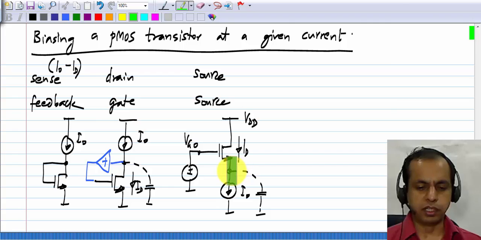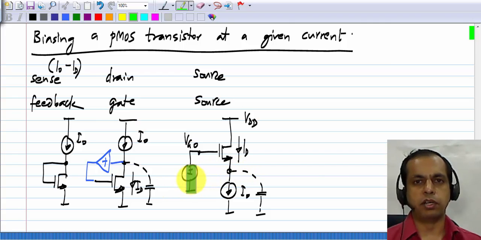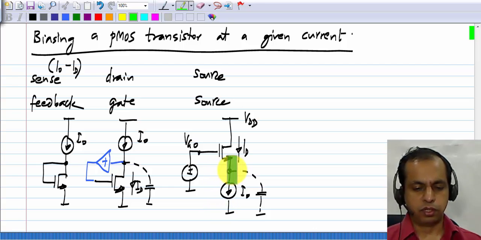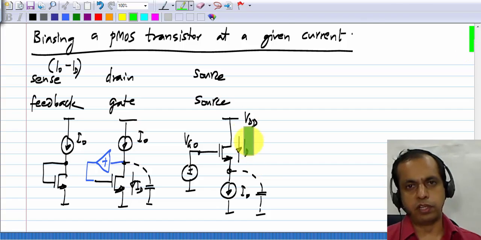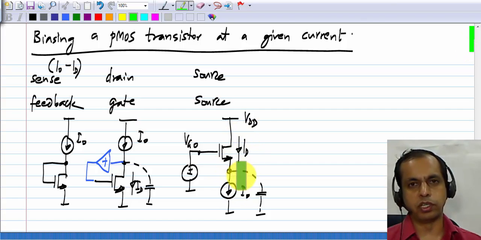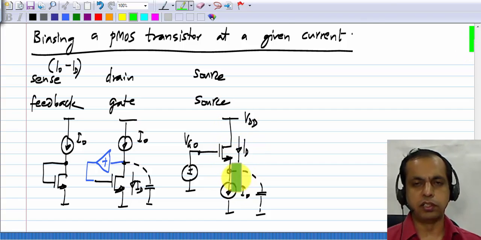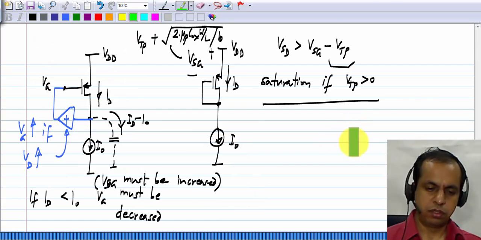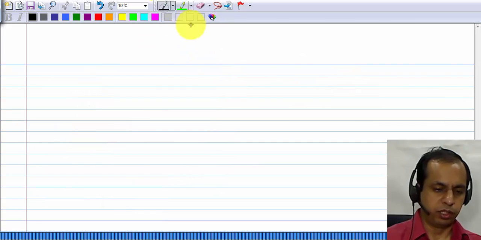And as I mentioned earlier, the source terminal is part of the control side of the MOS transistor. So, the feedback is implicit here. There is feedback. If there is a difference between ID and I0, the source voltage changes, and that will change the drain current. Okay. Exactly the same thing with PMOS.